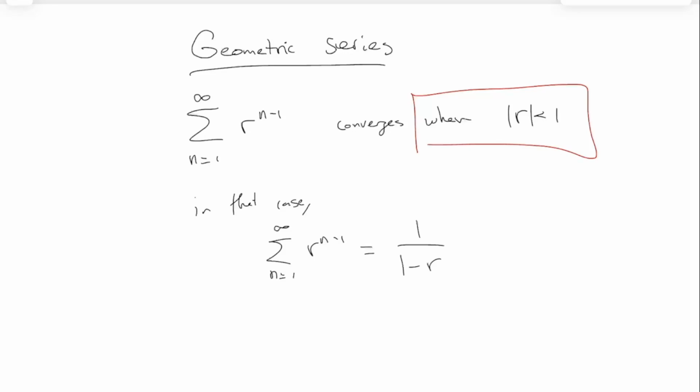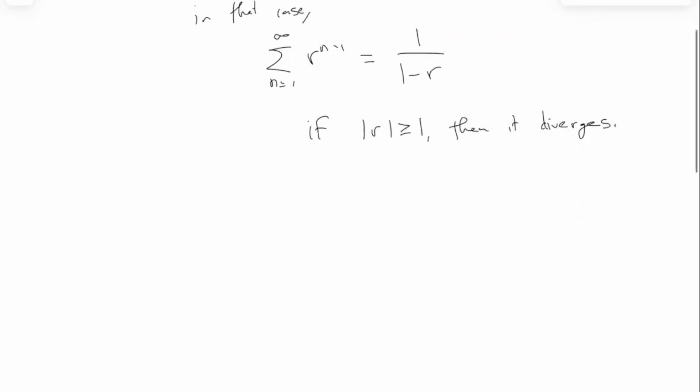If the absolute value of r is greater than or equal to 1, then it diverges. In those cases, you don't use the formula at all. You just say the series diverges. All right. This is what we said at the very end last time. And actually, I'm tempted to put this formula here in a box, but I'm about to make it ever so slightly more complicated. So here's a very slight generalization.